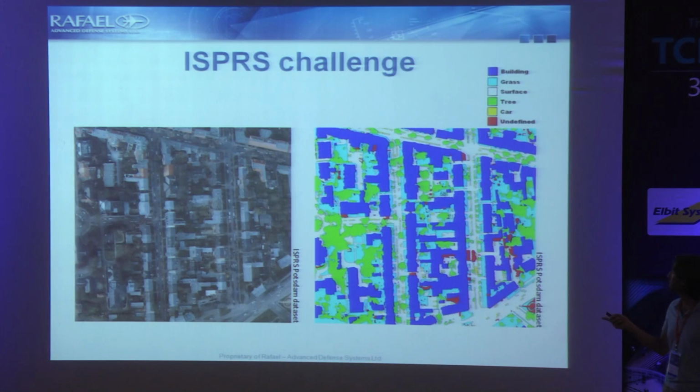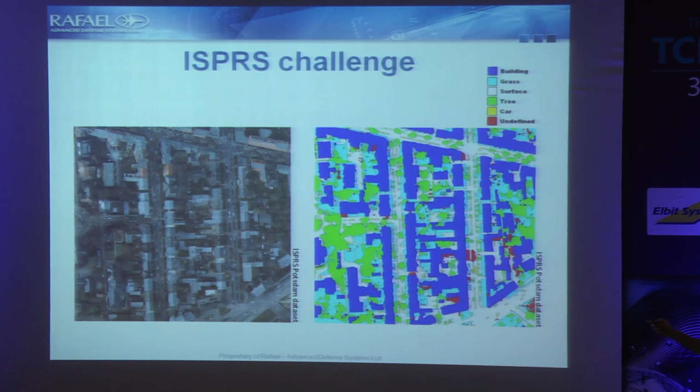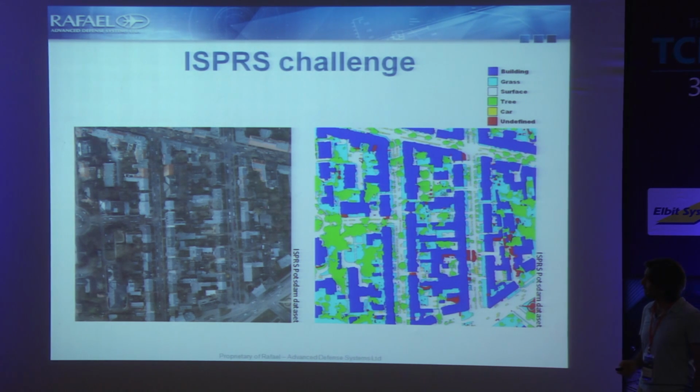So here's the challenge. The ISPRS dataset, that's the International Society for Photogrammetry and Remote Sensing. It's a catchy name. On the left, we have one image. It's a very high-resolution image. This image is 6,000 by 6,000 pixels, so it's 36 megapixels, at a ground resolution of 5 centimeters a pixel. And this is the ground truth labeling, where each pixel is assigned one of 5 classes or an undefined label. Some pixels didn't fit in.